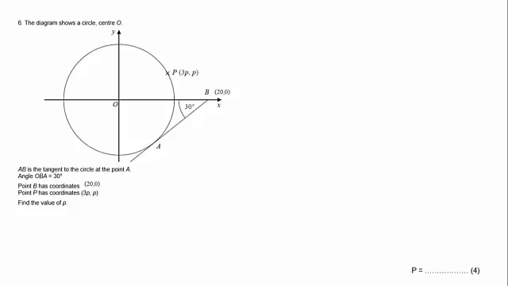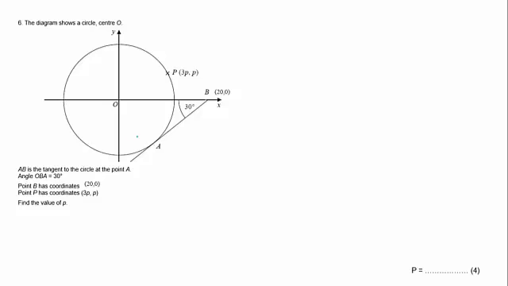Okay, and the last question, question 6. The diagram shows a circle centre O. AB is the tangent to the circle at the point A. Angle OBA is 30 degrees. Okay, so O to B to A is 30 degrees. Point B has coordinates 20, 0. Point P has coordinates 3p, p. Find the value of p.